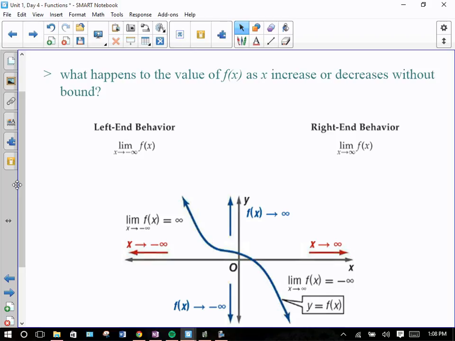Now, it's not always going to look like this. You could have a case where on the left-hand side, as x approaches negative infinity, the limit is infinity, and over here it's infinity. You might have it be negative infinity and negative infinity. It all depends on a couple of different characteristics of the function. Okay, so we got that?